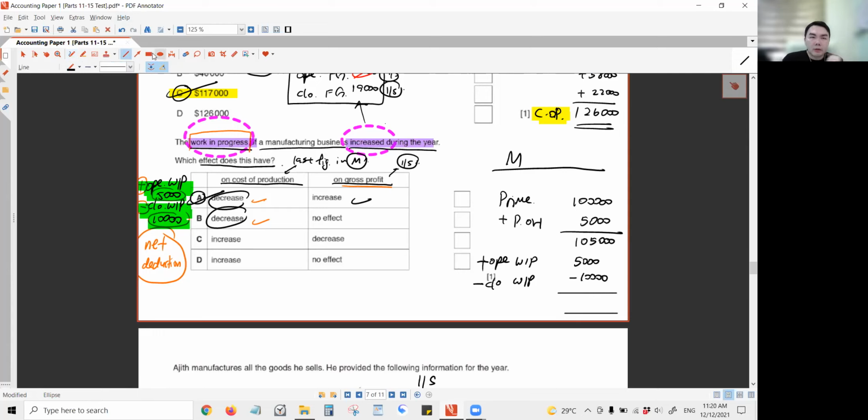So Yixin, you see, due to the work in progress, would the cost of production be higher or lower? Of course, lower. The number that you minus is bigger than the number that you plus for the work in progress. So therefore, cost of production would be lower by how much? 105,000 plus 5,000 minus 10,000, 100,000. See, due to the work in progress, cost of production has become lower. Okay, can understand?